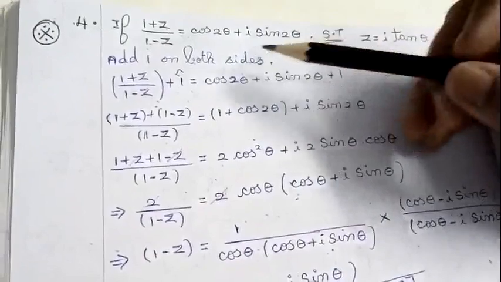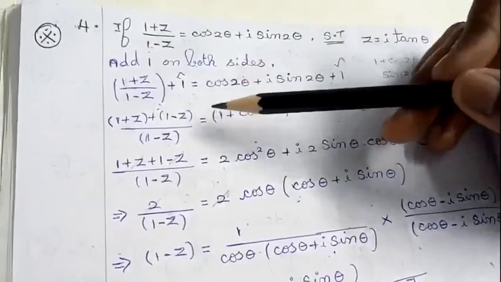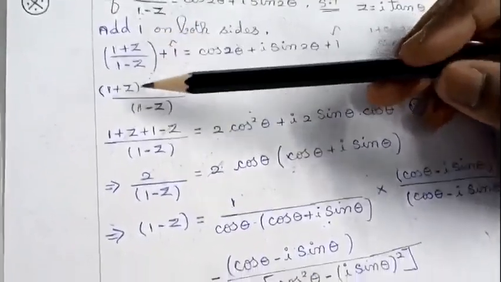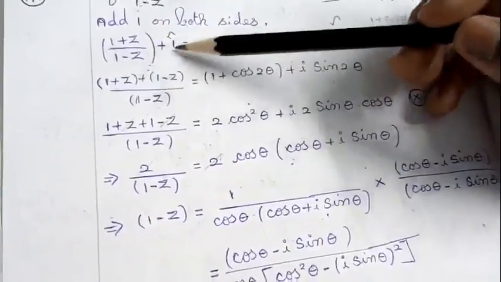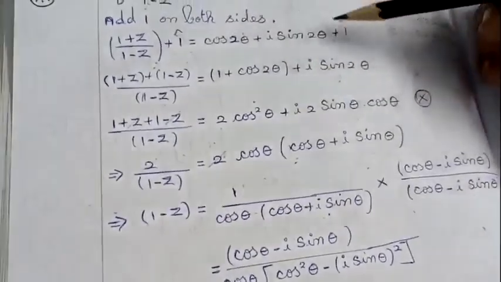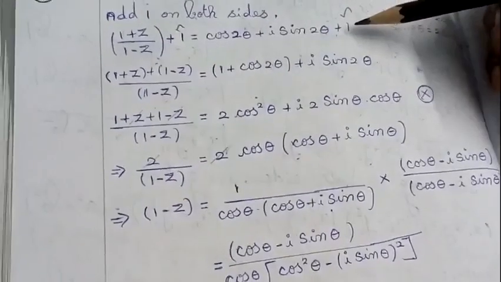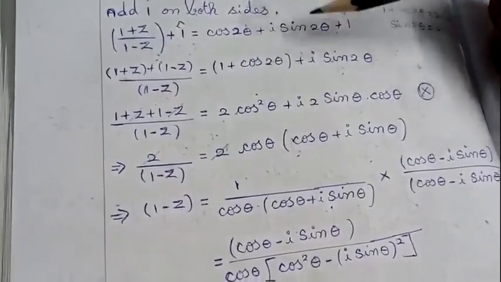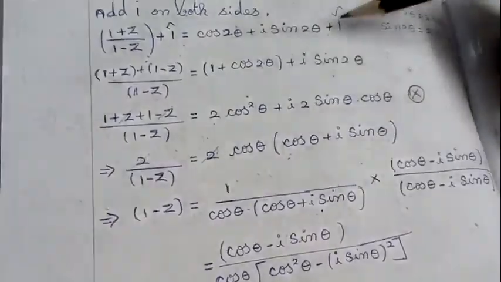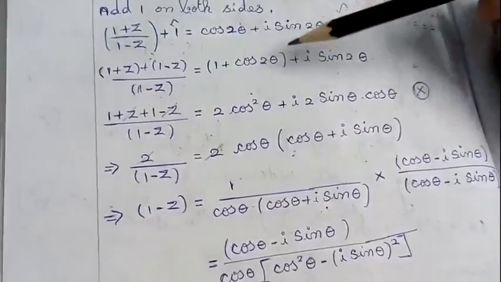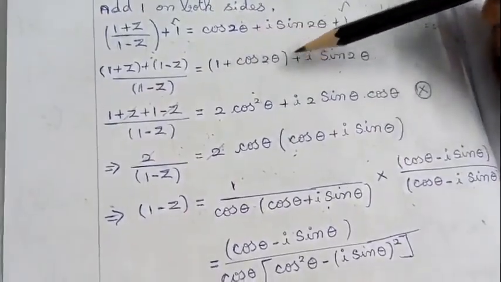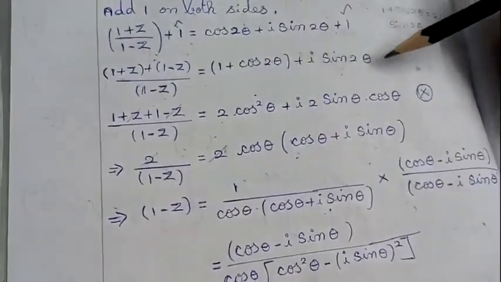After adding 1 on both sides, second step, on the left hand side I am cross multiplying the term, that is 1 plus z plus 1 minus z divided by 1 minus z. And on the right hand side I am just making an adjustment. I have only one imaginary part, that is i sin 2 theta. The remaining 2 belong to the real part. So I am writing the real part in the bracket, 1 plus cos 2 theta plus i sin 2 theta.